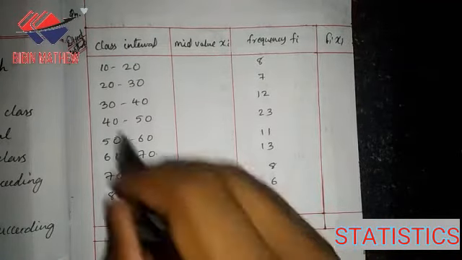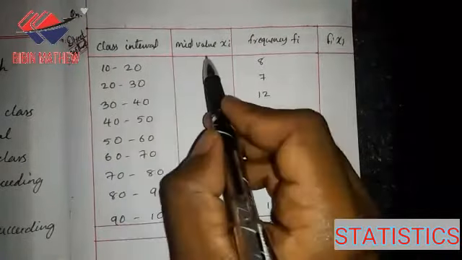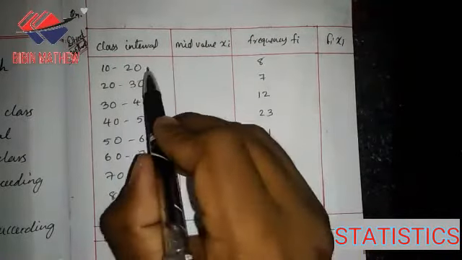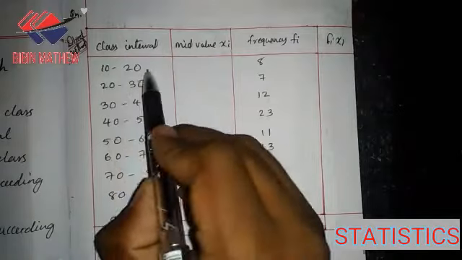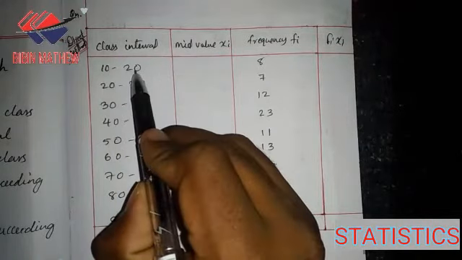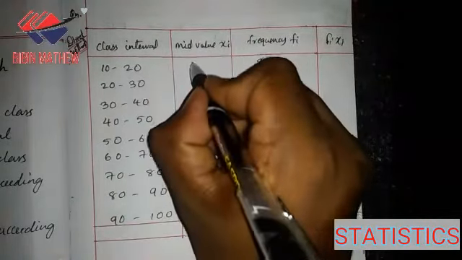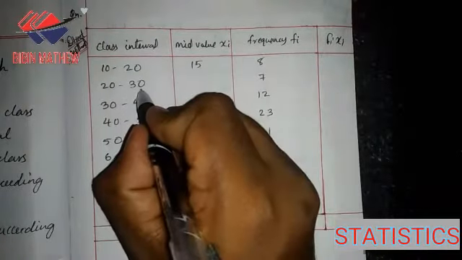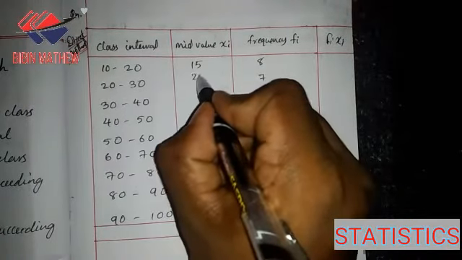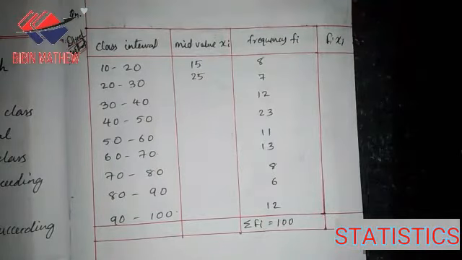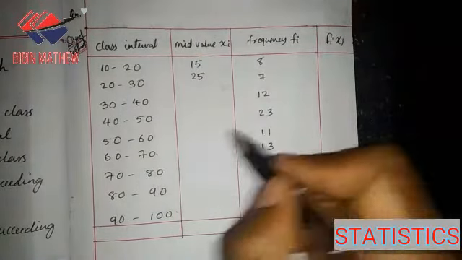Okay, forget not. The first column is class interval. The next column is the mid value xi. How will you find the mid value xi? Add these two and take half of it. 10 plus 20 is 30, half of 30 is 15. 20 plus 30 is 50, half of 50 is 25. You got the first two entries. From this you can very clearly find out very fast. There is no need to add further like that.